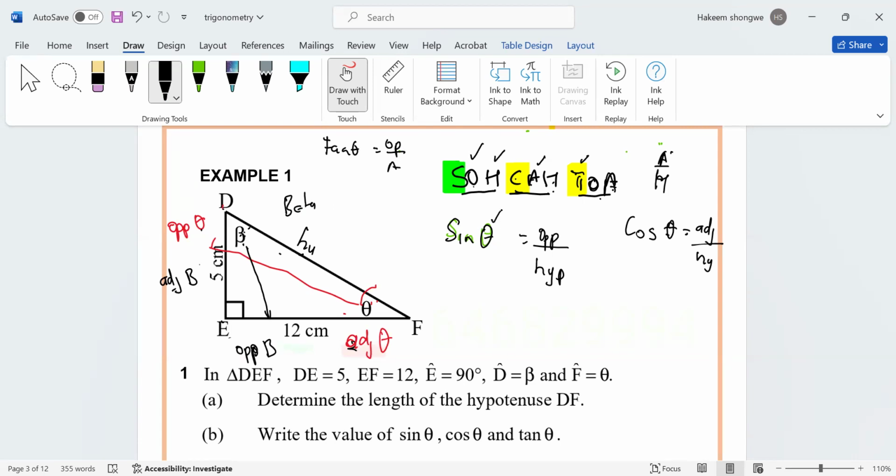if you are talking about theta, we are going to say opposite. This one doesn't change. This is going to be opposite all over hypotenuse. But the side can change depending on whether you're talking about beta or you're talking about theta. Now, if we go to example number 1, we're going to start by revising what we already know. Let's start from the known.